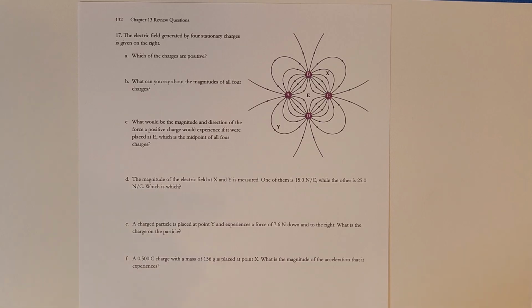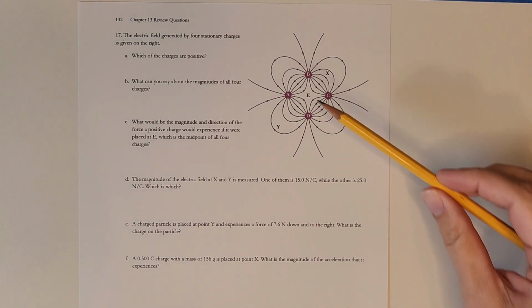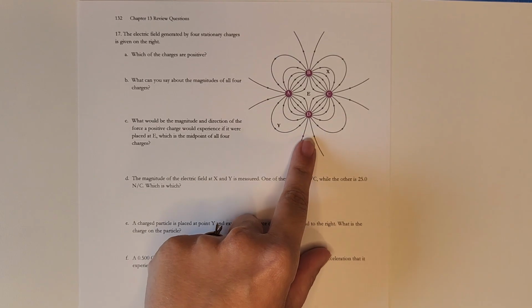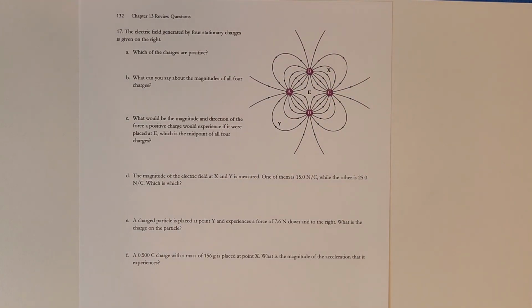For C, what would be the magnitude and direction of the force a positive charge would experience if it were placed at E, which is the midpoint of all four charges? It's in the middle of all of these charges that have the same magnitude in opposite directions. B and D are positive, A and C are negative, and so they're all going to cancel out, and your total charge on E is going to be 0.